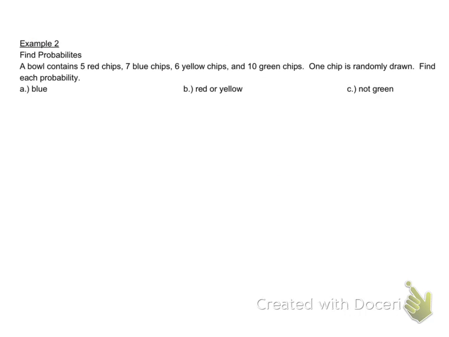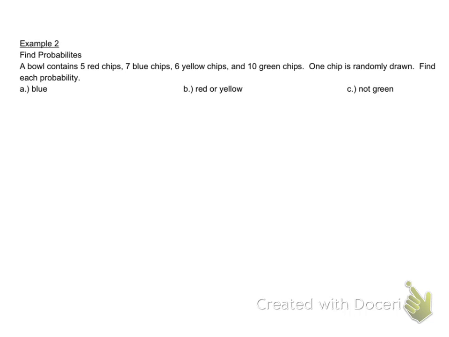Okay, so now we're going to talk about what happens if we are doing more than just a die. What we're going to do is throw chips into a bag, or a bowl in this case, and we're going to have 5 red chips, 7 blue chips, 6 yellow chips, and 10 green chips. 1 chip is randomly drawn. What's the probability that it will be blue?